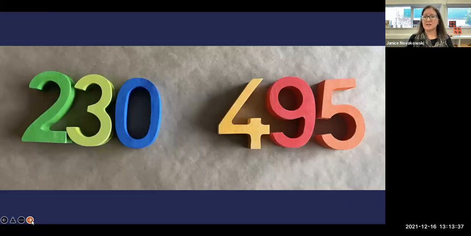And then using numerals that you may have in your classroom to create numbers. You could add a little point for the decimal point and create different numbers that students could compare.